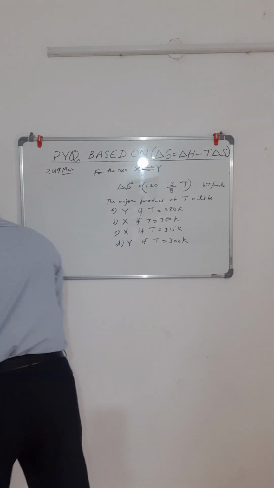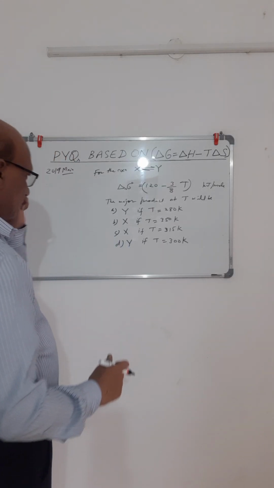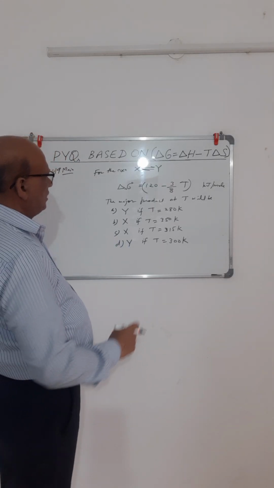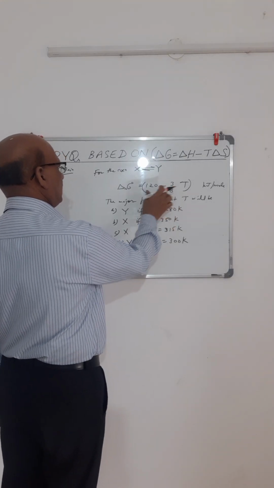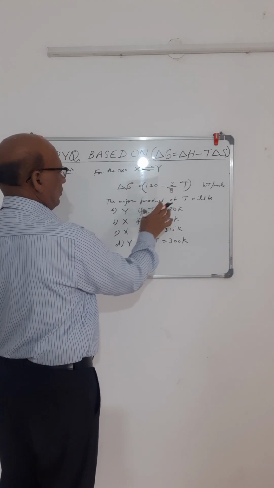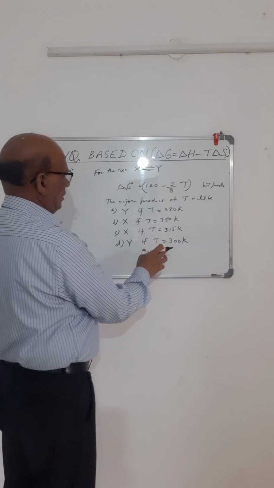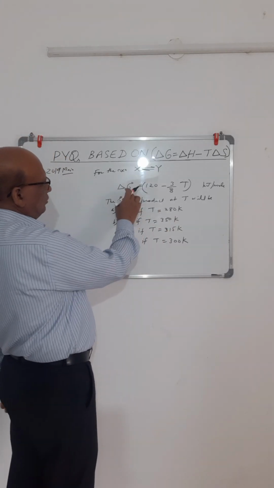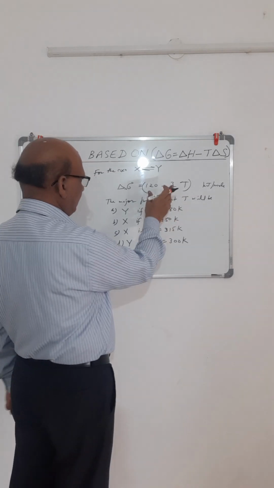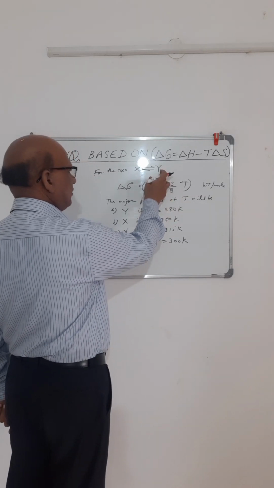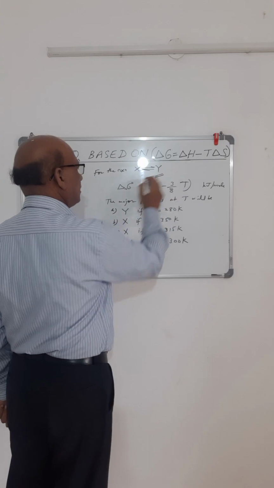So how will we do it? I will just tell you the procedure, then you can do it yourself. By putting the value of T, I will calculate the value of delta G naught for each option. In whichever option the value of delta G is found to be negative, the forward reaction will be favored and Y will be the major product.